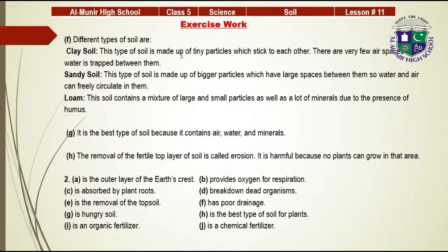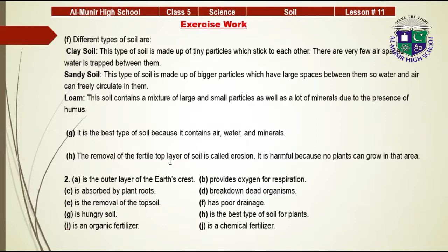Clay soil is made up of tiny particles which stick to each other. There are very few air spaces, so water is trapped between them. Sandy soil is made up of bigger particles which have large spaces between them, so water and air can freely circulate in them. Loam contains a mixture of large and small particles as well as a lot of minerals due to the presence of humus. It is the best type of soil because it contains air, water and minerals.